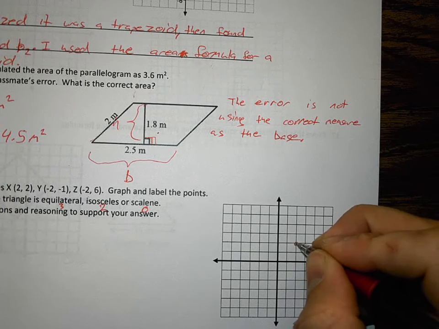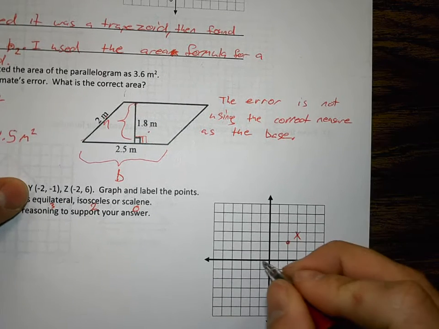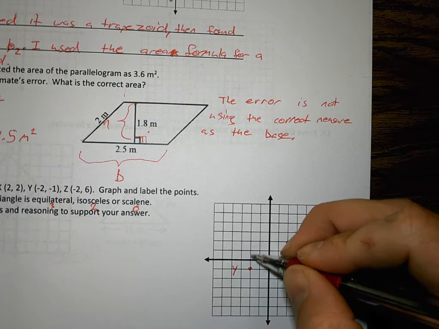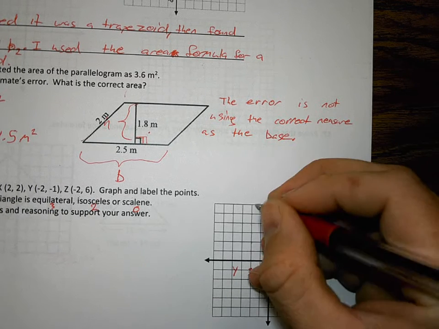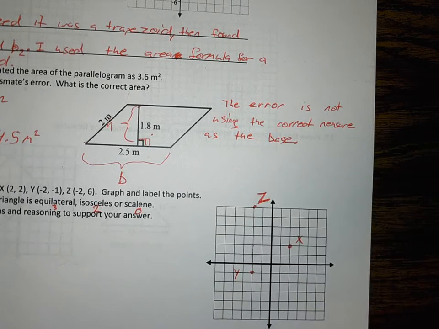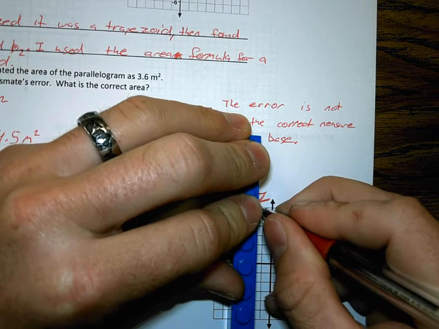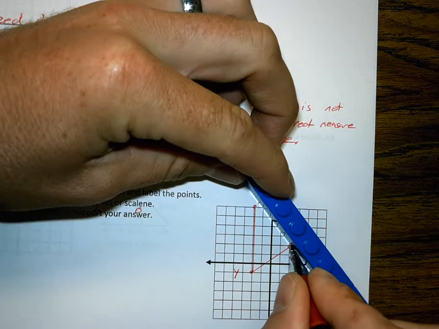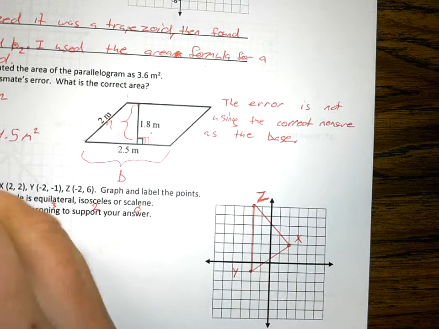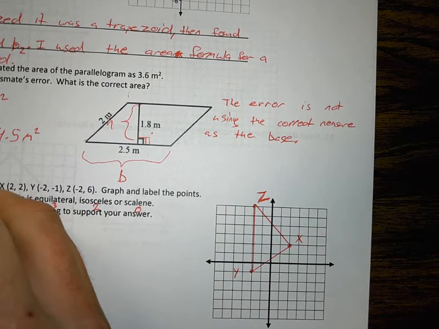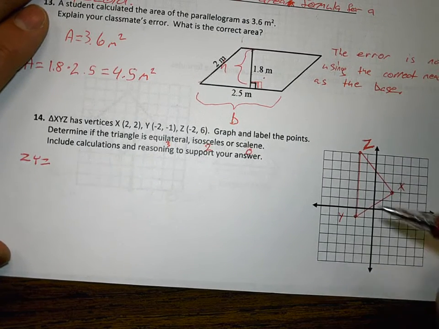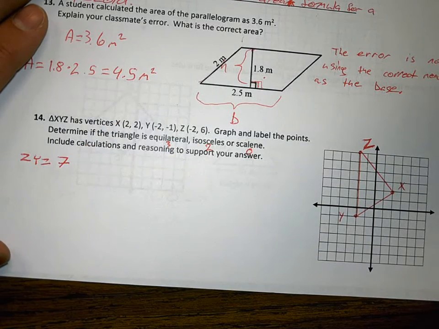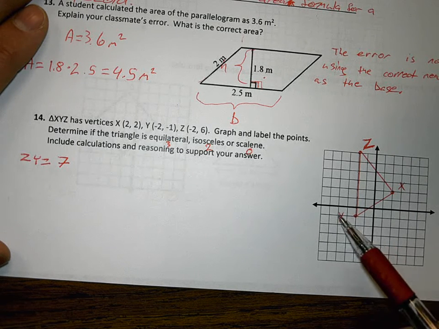Let's go ahead and graph this out. There's x. There's y. Negative 2, 6. Here's z. Do we need any calculations to find zy? No, so let's start with that one. Zy has a length of 1, 2, 3, 4, 5, 6, 7. Let's calculate the length of yx.